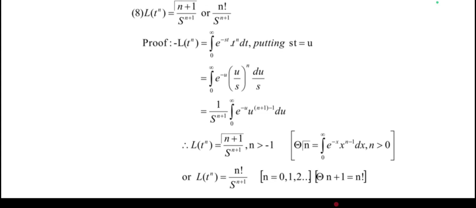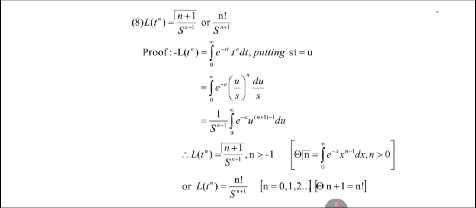Now this is in the form of integral 0 to infinity e power minus x into x power n minus 1 into dx. So this is the formula of gamma of n. Instead of n, here we have n plus 1. So by using the definition of gamma of n, we can write gamma of n plus 1 divided by s power n plus 1. Here n is greater than minus 1. Instead of gamma of n plus 1, we can write n factorial. So the result is L of t power n equal to n factorial by s power n plus 1.